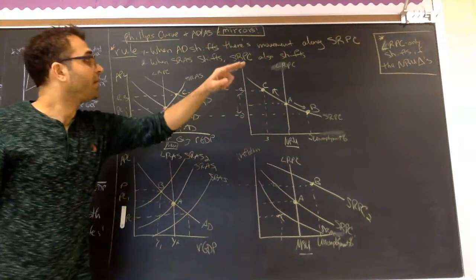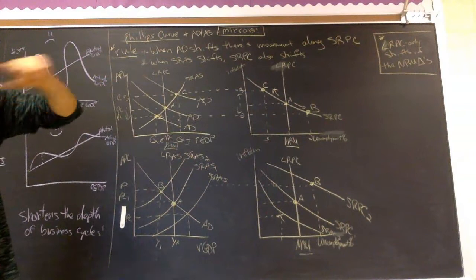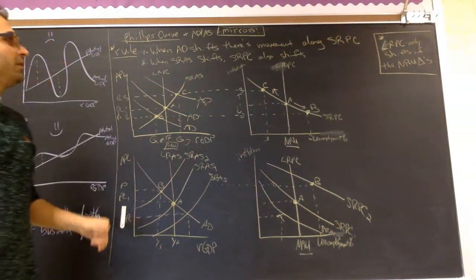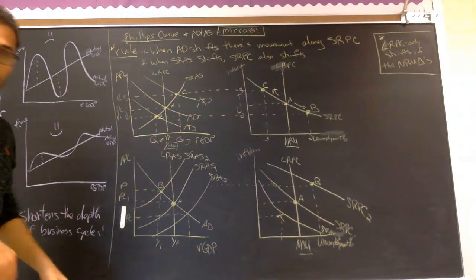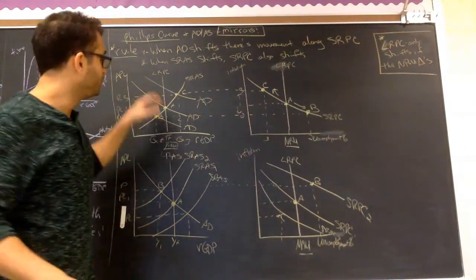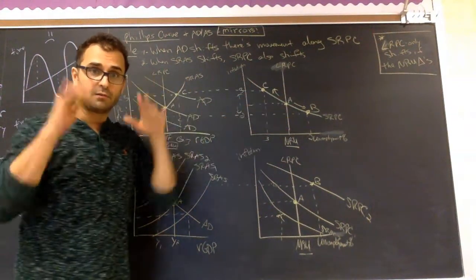Just remember the rule. When AD shifts there's a movement along the curve. When SRAS shifts, the SRPC also shifts. When in doubt, just draw it out. Draw both of them out and you can figure it out.